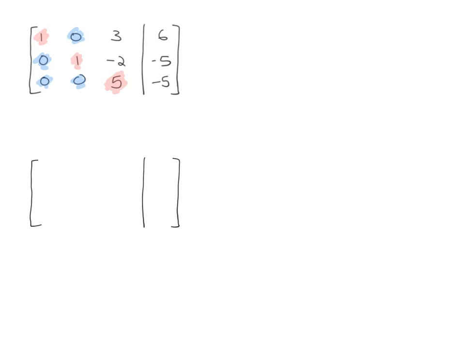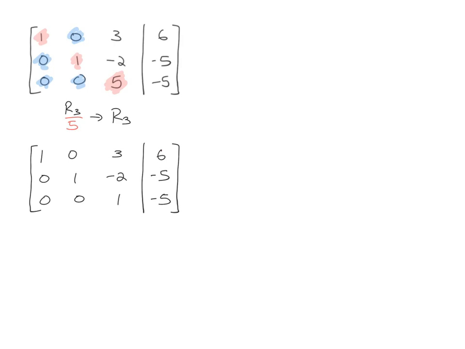So I need to turn this 5 into a 1. And we can't do any row swaps at this point. So what we'll have to do is rely on division. So this would be row 3 divided by 5, because that's what I'm trying to turn into a 1. And we will replace row 3 with that new result. So it would end up being, let's see here, this new matrix here.